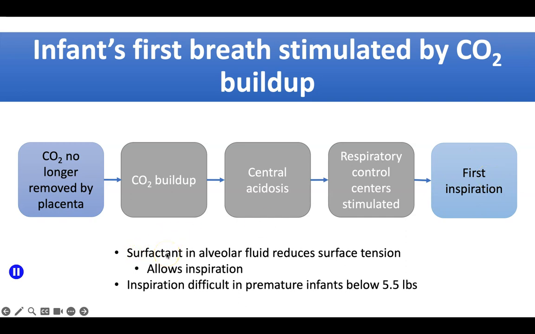It's important that the surface tension within the alveoli of the lungs is as low as possible to allow for the lungs to actually expand. This means that there needs to be this substance called surfactant being produced in the alveolar fluid to reduce the surface tension. If that is the case, which is the case, say, after 25-27 weeks of development, inspiration will occur. Because of the lack of surfactant, inspiration is actually quite difficult in premature infants under 5.5 pounds.